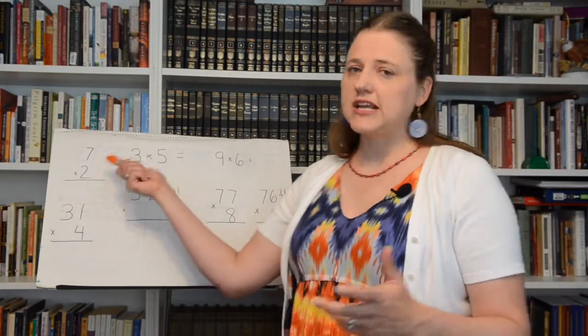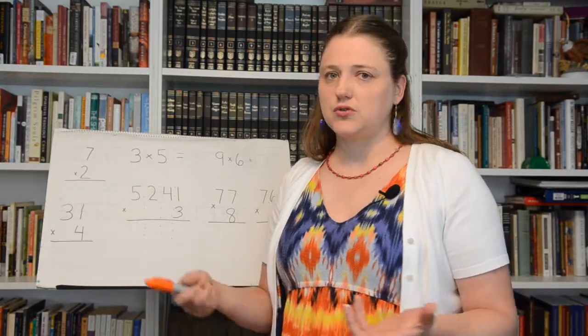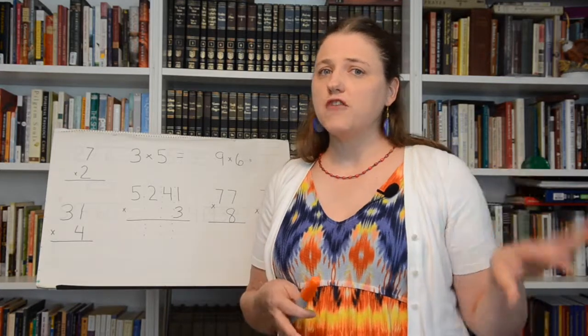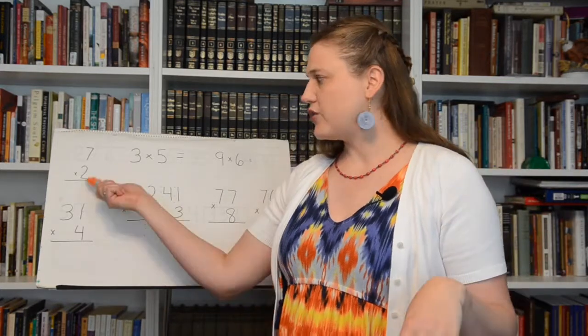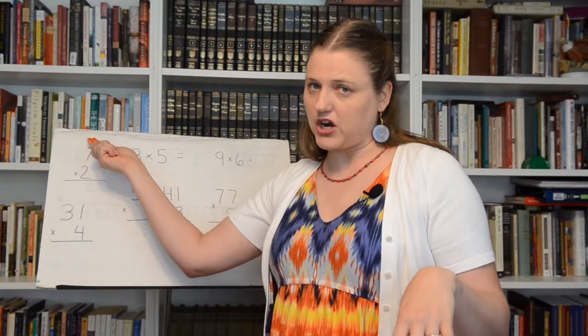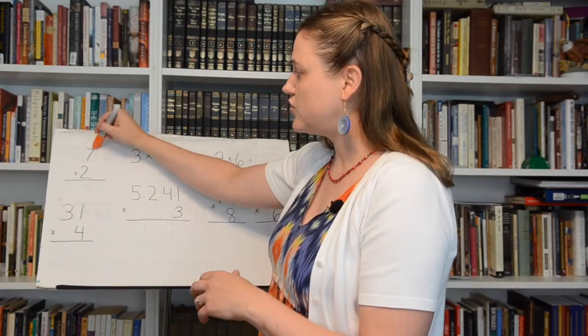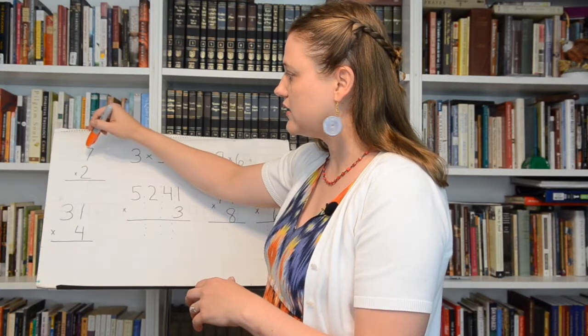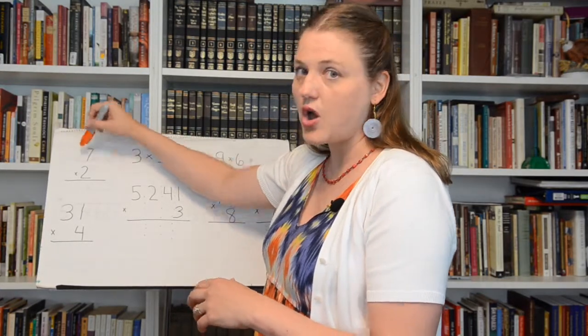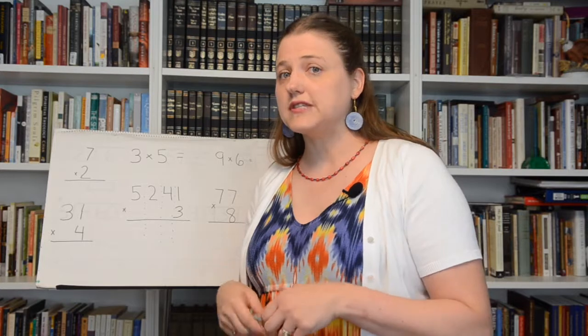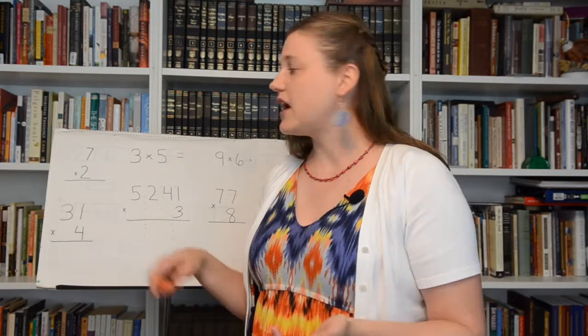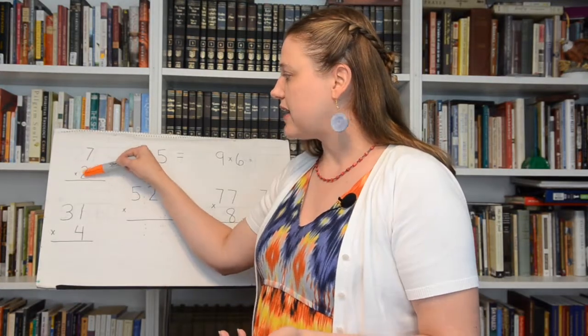So if we have an easy one like 7 times 2, if your student is more comfortable with their lower facts and they know their 2's and not their 7's very well, then they can count by 2's on the 7. So they could say 2, 4, 6, 8, 10, 12, 14. Or if they're really good skip counting by 7, they can do it the other way. So they can say 7, 14.